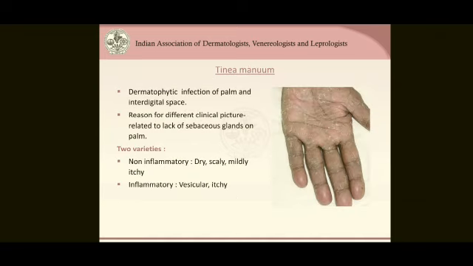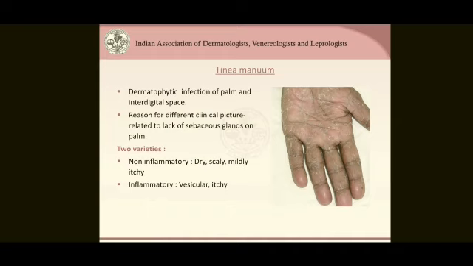This is the case of Tinea manuum, wherein there is tinea infection of the palms and the interdigital space. The reason for the different clinical picture is that there is a lack of sebaceous glands on the palm, and also on the hands there is an extra layer called stratum lucidum. So it presents a little differently than the rest of the area.